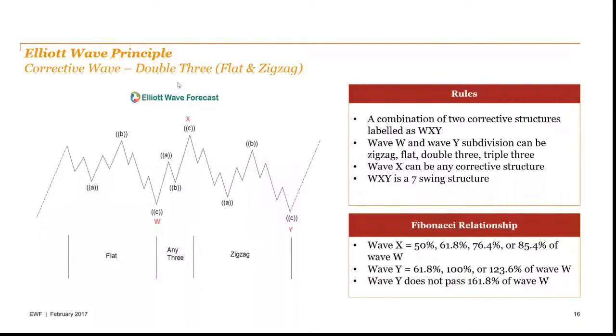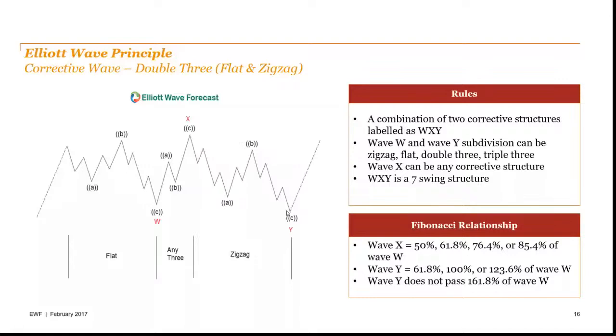So in this case, on the left side, you got a flat structure, right? This is A, B, C. Anybody remembers what kind of flat this is, out of regular, expanded, or running flat? If I label it like this, expanded, yes, is correct. So on the left side, you got an expanded flat. On the right side, which is from here to here, you got a zigzag, right? A 5, 3, 5 is a normal zigzag. So you have a flat on the left side, you have a zigzag on the right side, and you combine these 2 different Elliott wave corrective structures together into one, then you got what you call a double 3. Right? Double 3.